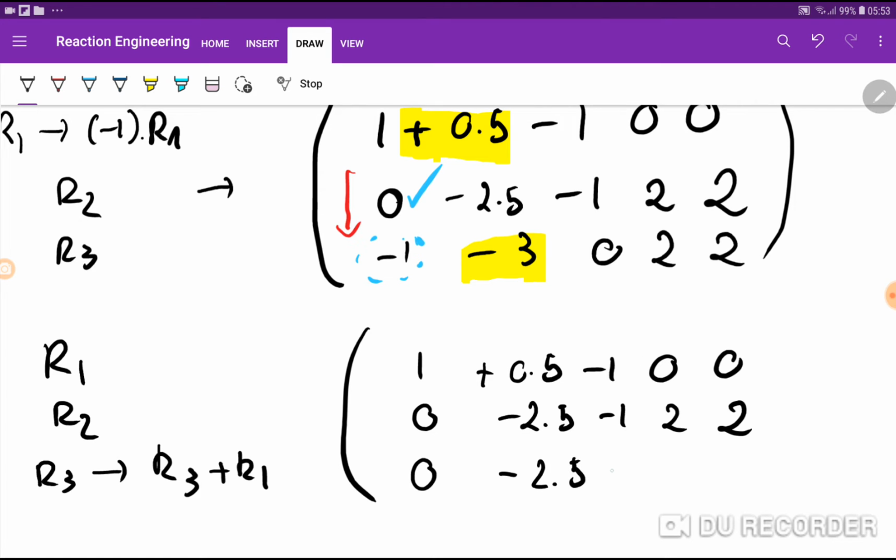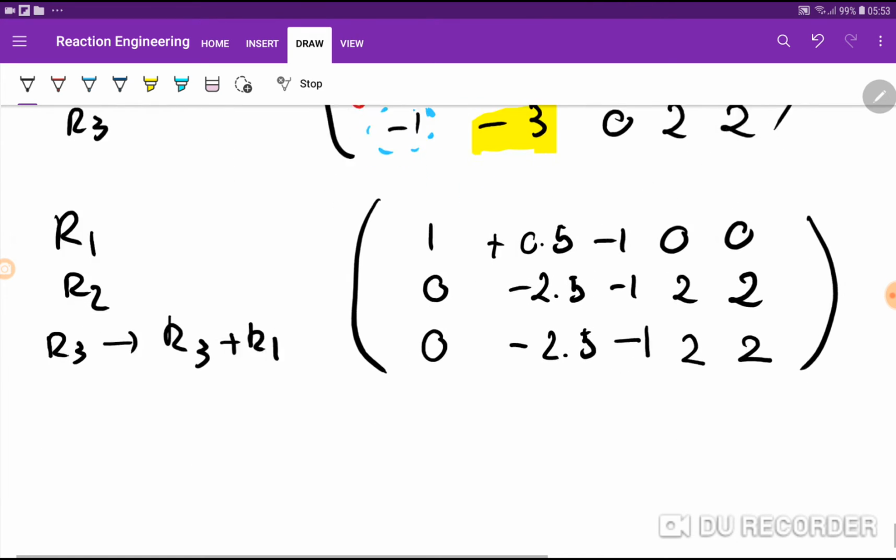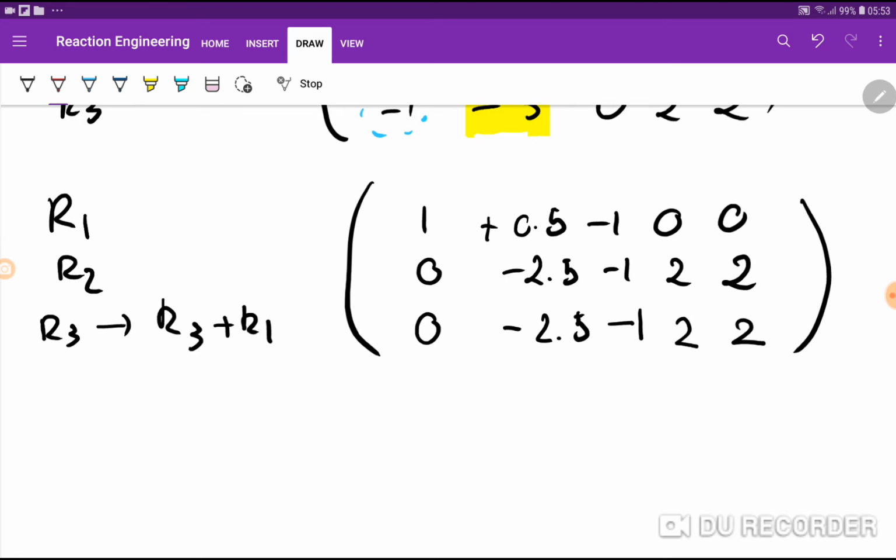0 plus negative 1 is negative 1. 2 plus 0 is 2. 2 plus 0 is 2. Okay, so the first column is done. Ladies and gentlemen, we move on to the second column. This one right here. The goal is we have to make this guy 1, the negative 2.5, and we disregard the others, then we clean down.